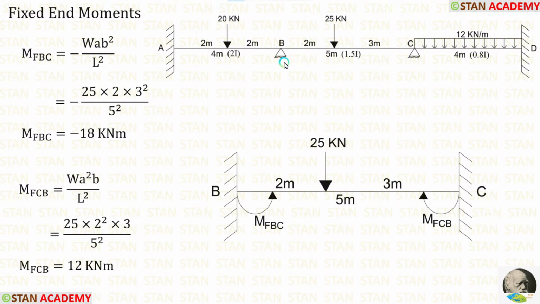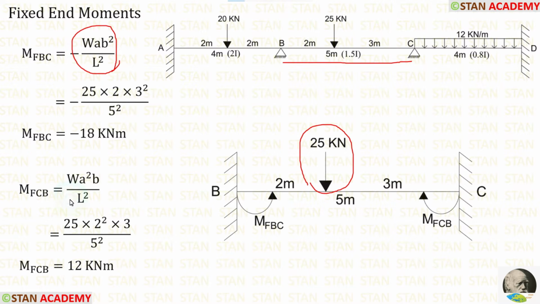Now let us calculate the fixed end moments in the span BC. In the span BC, there is a point load. This point load is not acting on the center. We already saw the formulas for the fixed end moments: minus W A B square upon L square and positive W A square B upon L square. Let us apply the values inside the formulas.